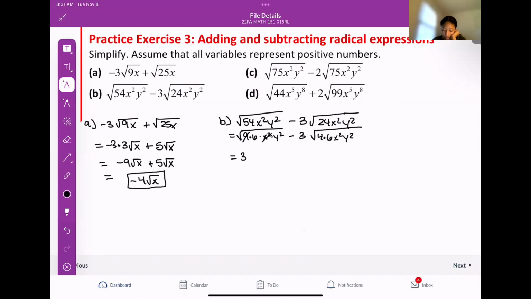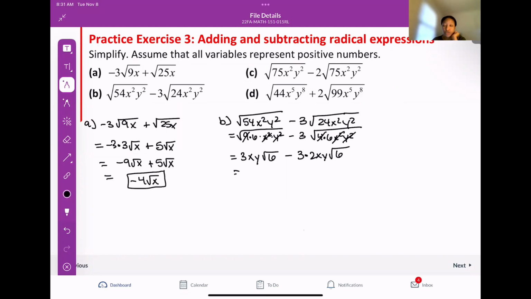The square root of x squared is x. The square root of y squared is y. So we get 3xy square root of 6. Then minus 3 times the square root of 4 is 2. The square root of x squared is x. The square root of y squared is y. So 2xy square root of 6.